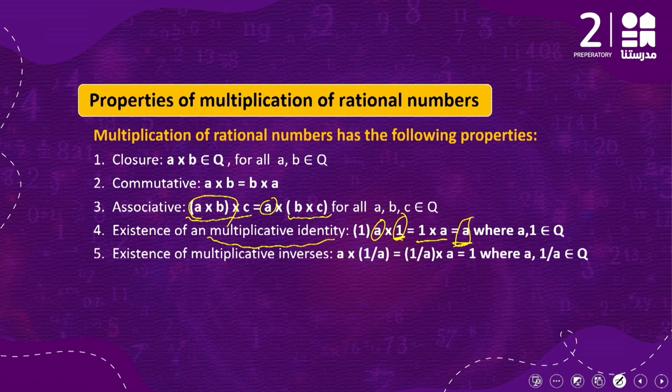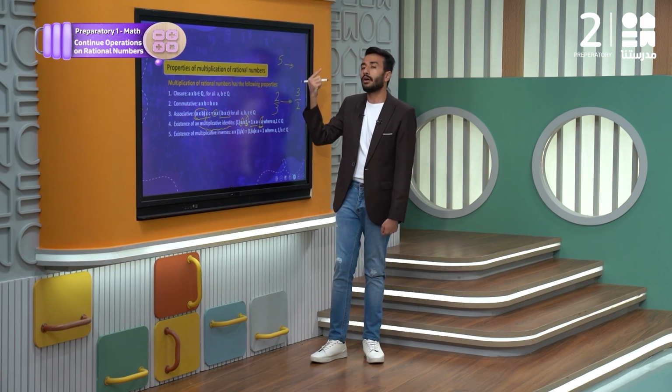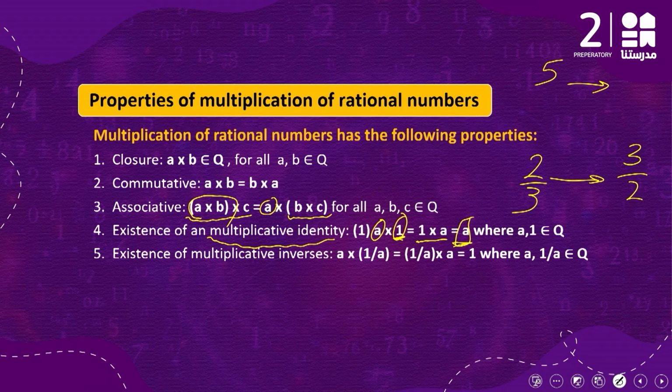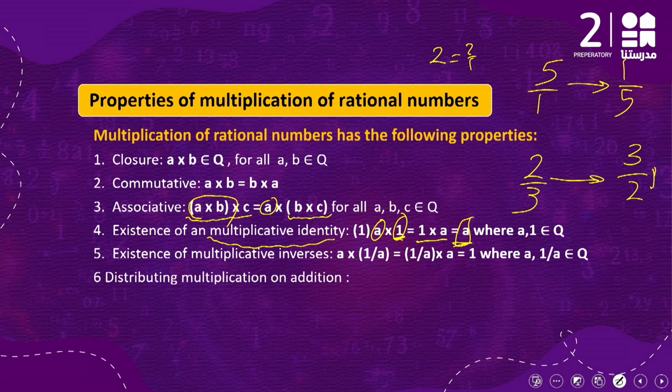Existence of multiplicative inverse. What is the meaning of multiplicative inverse? If you have 2 over 3, the multiplicative inverse of this number means to switch the fraction, so it will be 3 over 2. What if it's not a fraction at all, like 5? How do we switch a fraction when it's not a fraction? We said before that 2 can be written as 2 over 1, so 5 can be written as 5 over 1, so its multiplicative inverse will be 1 over 5. This is called multiplicative inverse.